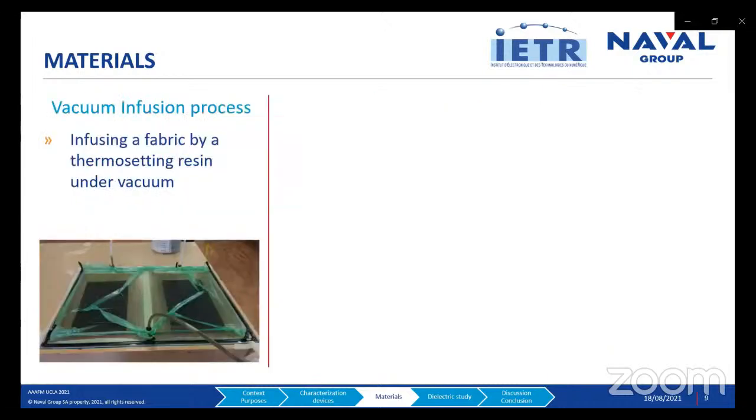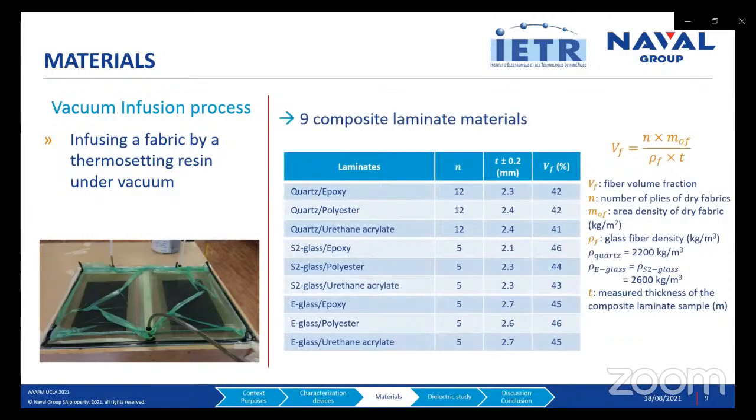To associate these fibers with these resins, we implement the classic vacuum infusion process. During the fabrication, dry fabrics were stacked onto a wax glass slab and placed under vacuum. Fabrics were thus infused jointly with the liquid thermosetting resin. After polymerization, we obtained 9 separate composite laminates that you can see in this table. We retrieved the fiber volume fraction from the number of plies, the mass of fibers, the fiber density, and the plate thickness. This parameter will be necessary for the theoretical study of the dielectric characteristics that we will see on the next slide.